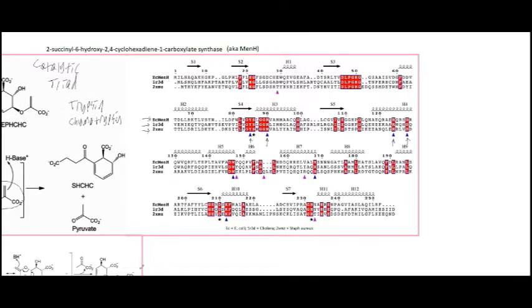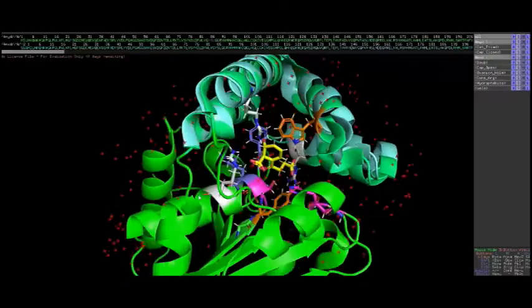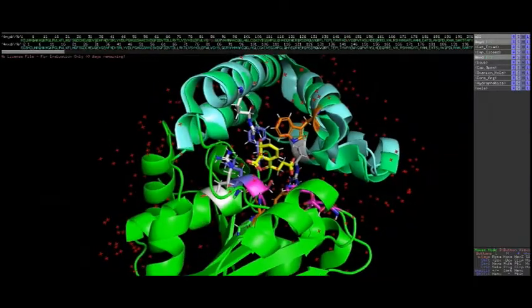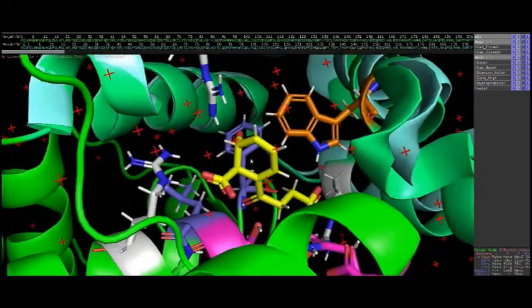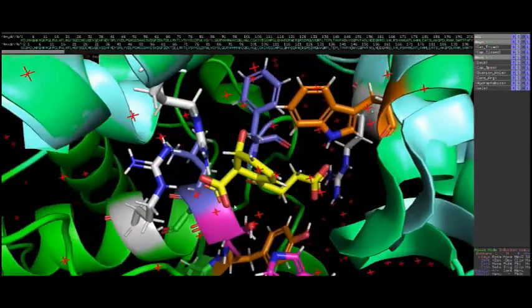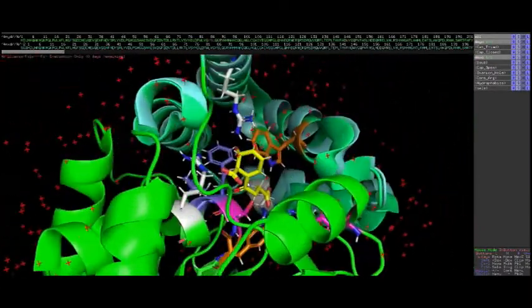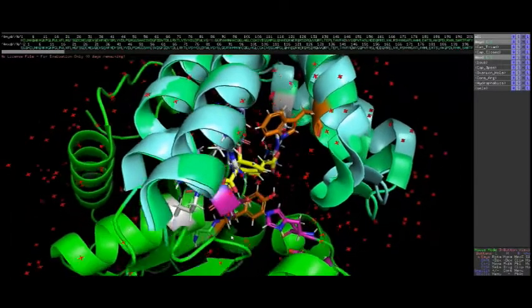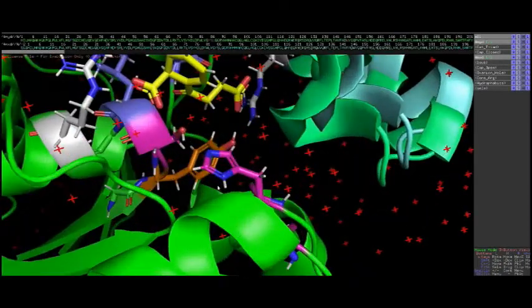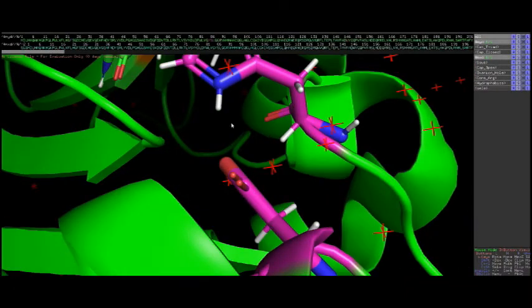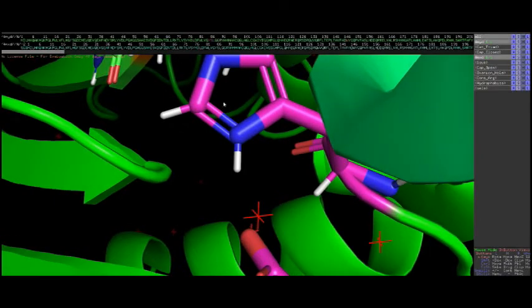And so we can actually look at the structure of it here. So this is the MenH, and so we can see in here, this right here is our product. We can see that it has the pyruvate removed from it. And with these residues here, down here is our histidine right here. So this is the histidine. This is the aspartate that we can see is right next to this nitrogen with a hydrogen on it here, and so that's stabilizing it there.